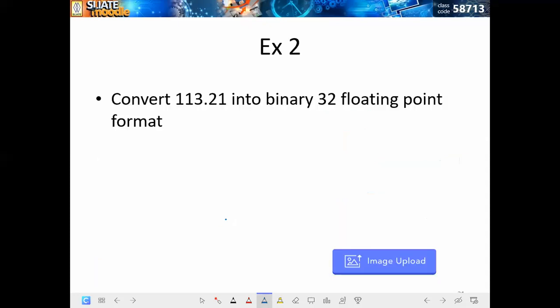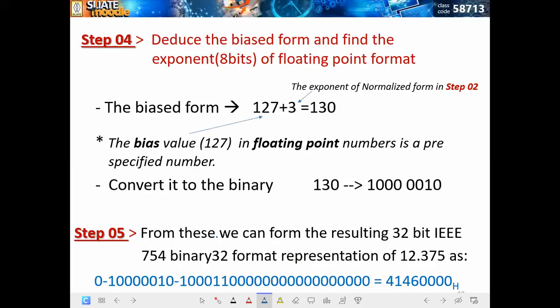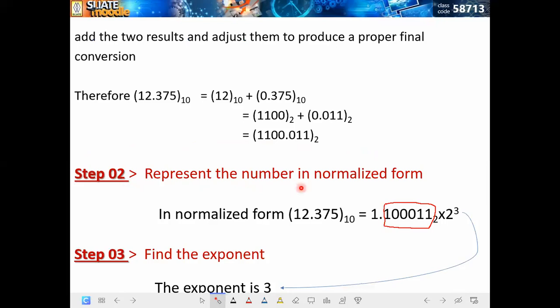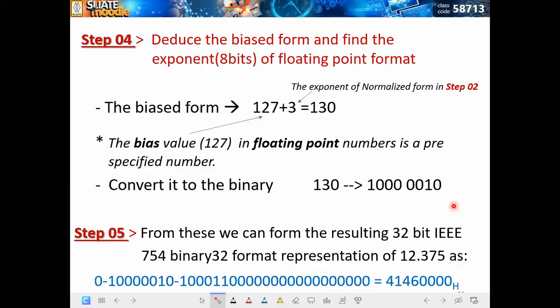Right. Now try to do this one. Please remember the steps. If I say it again: Step 1, convert the decimal number to binary. Step 2, represent the number in normalized form like this. Step 3, find the exponent. In this example, the exponent is 3. Then step 4, add that exponent to 127. Then you will get a value. You have to convert this to binary. Then you can get the real exponent we need in this format.